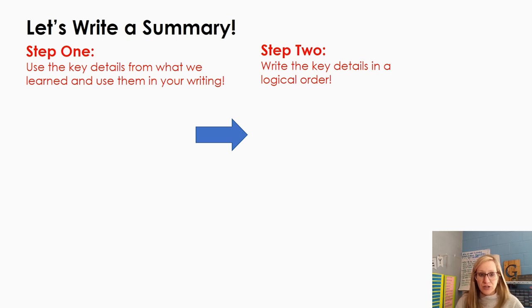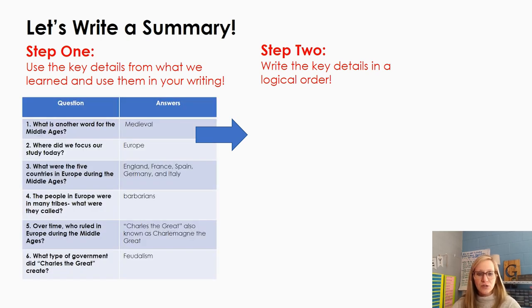So step one says you're going to use the details from what we learned and use them in your writing. And there's not a whole lot of time to do this, but you can work on this independently as well. Independently means on your own. So you're going to take your information from your charts that we made and use those key details to structure in a paragraph. When we write a summary, it's important you're only using the facts. You don't want to insert your opinion. Just keep it factual. And what are the biggest key details in logical order?